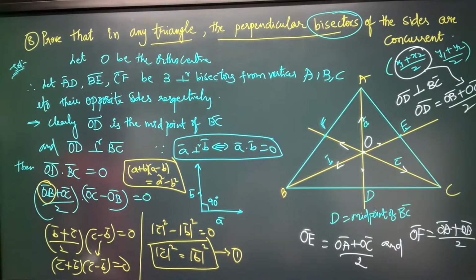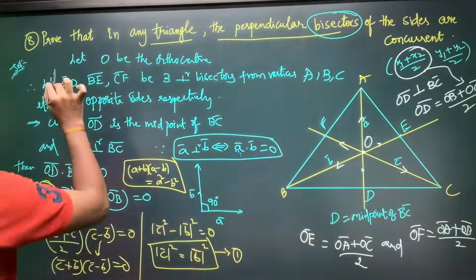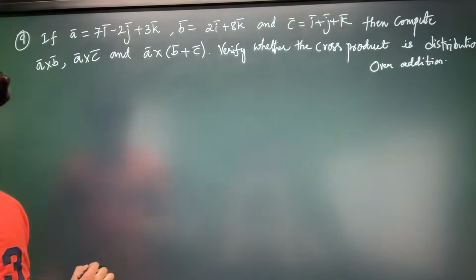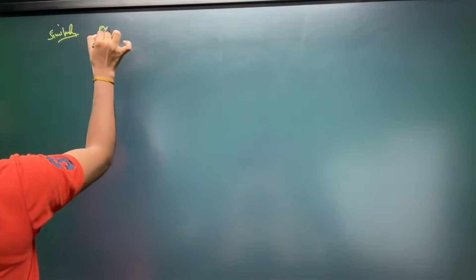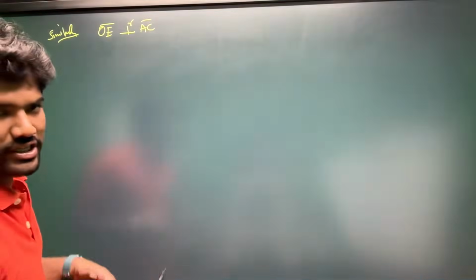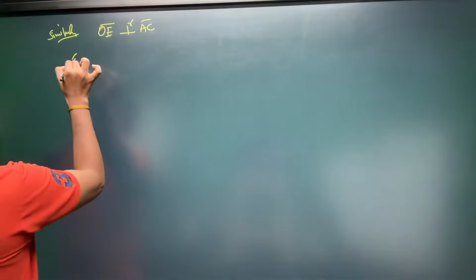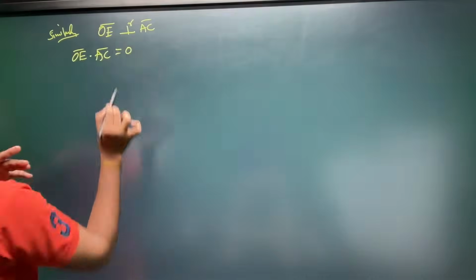Similarly, next, OE bar is perpendicular to AC bar. So OE bar is perpendicular to AC bar. That means, how do we write it, look here: their dot product OE bar dot AC bar is equal to 0.